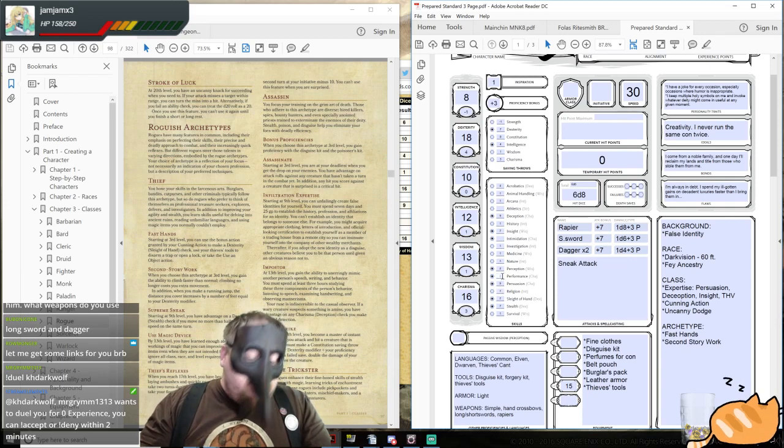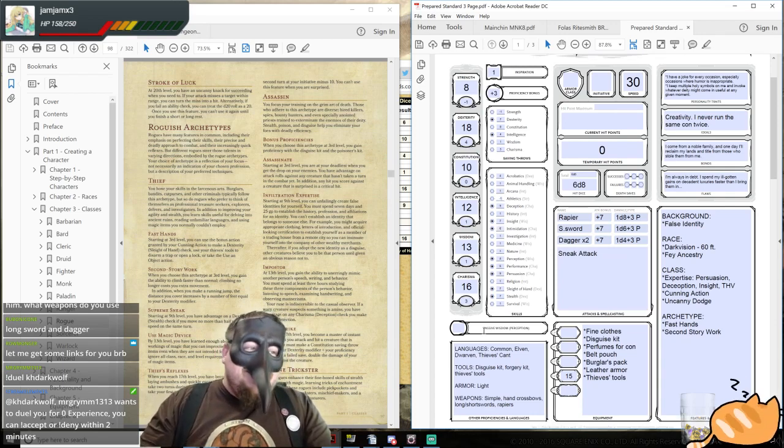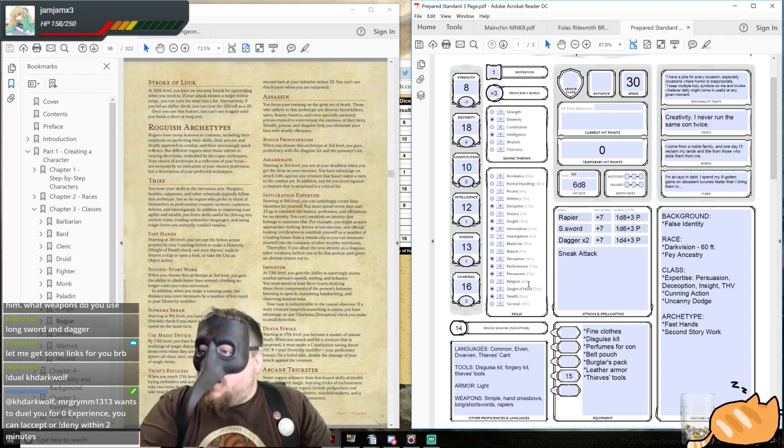And boom, look at that. Just don't look at this one, please. Passive Perception is 10 plus our modifier. It's going to be a 14. That's not too bad.